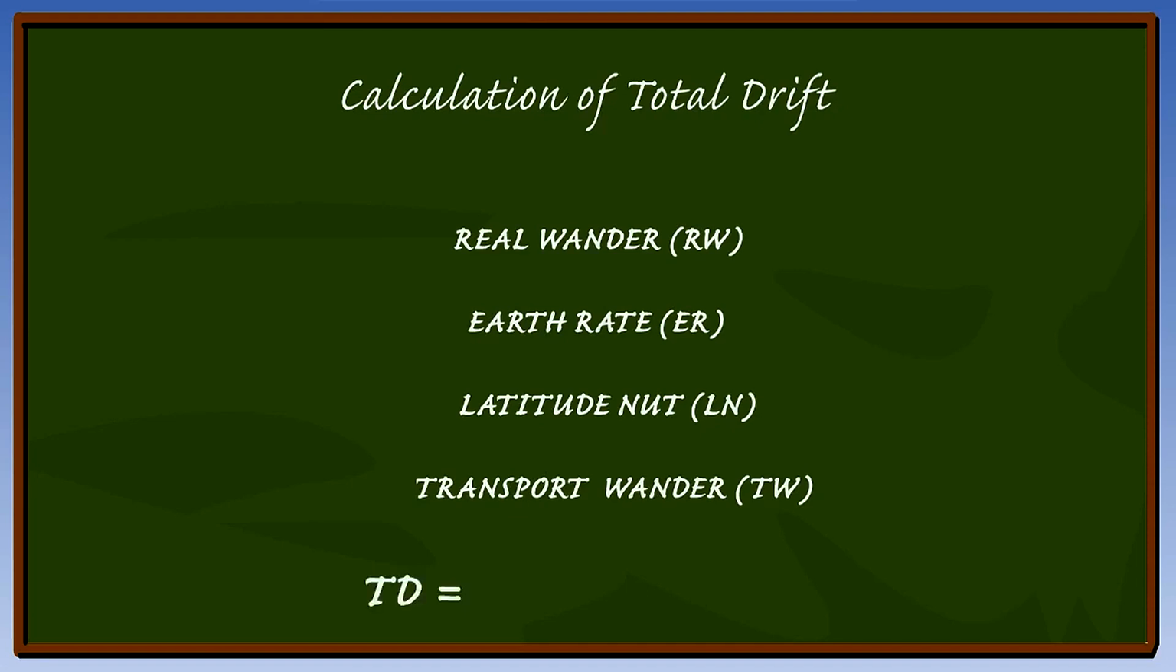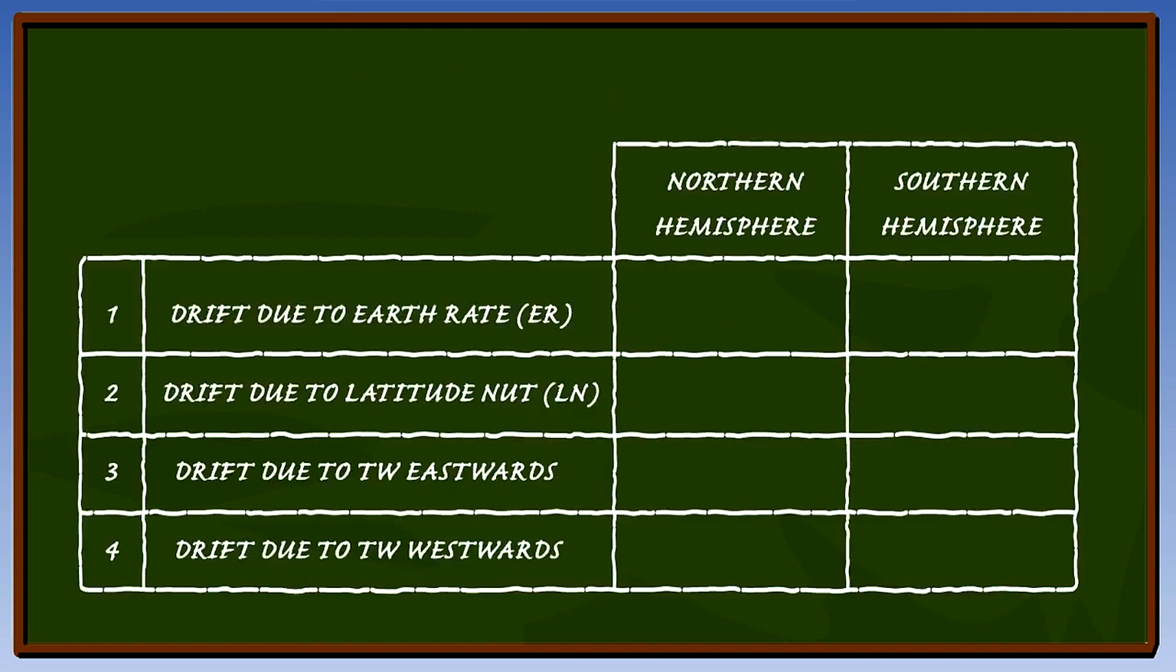So the formula for calculating total drift is therefore: total drift, which we will call TD, equals real wander or RW, plus earth rate or R, plus latitude nut correction or LN, plus transport wander or TW. In addition, we need to establish and consider the mathematical signs each of these factors will give rise to in order to carry out the calculation.